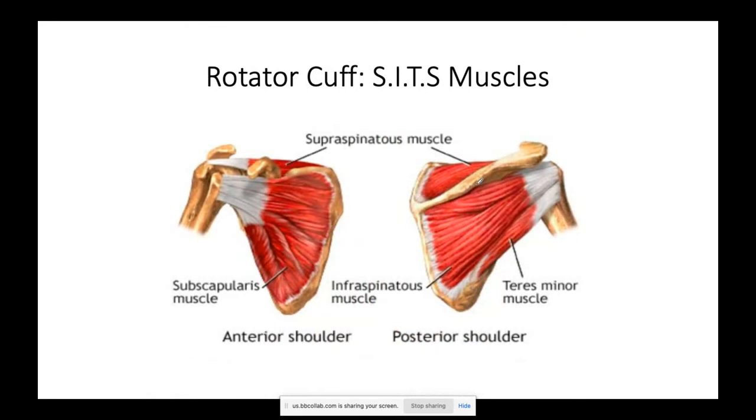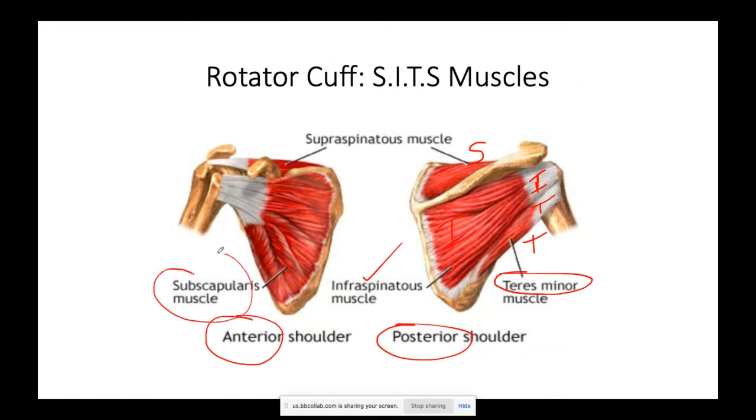So here's another beautiful view. If we look at the right-hand side, that's the posterior shoulder. So on the top is the supraspinatus. Then you have the infraspinatus below it. There's the infraspinatus. And then here's our teres minor. There's our T. So we have S, I, and the T. Where's the other S? That's on the anterior side. That's the subscapularis, which is anterior.